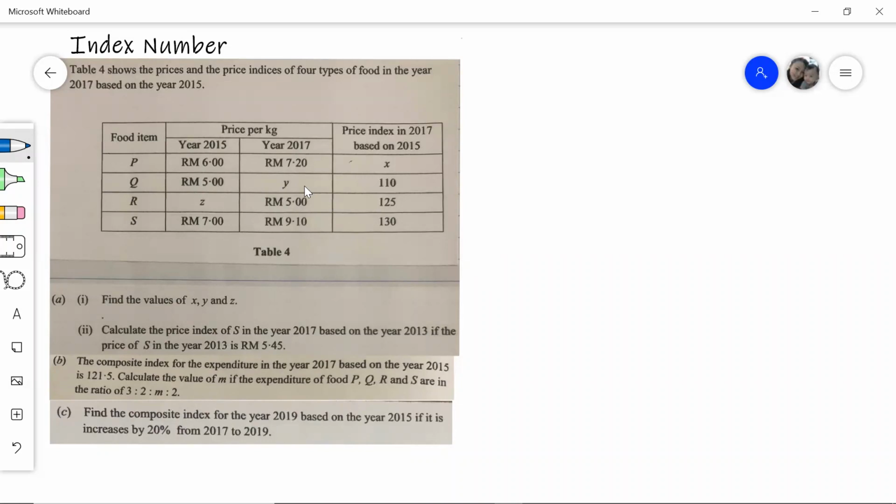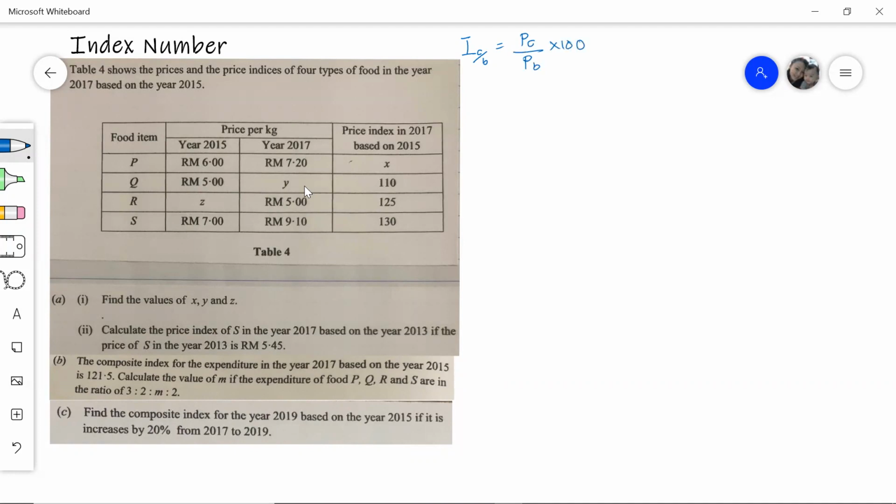The first formula is to find the index of a current year over the base year. That means we are comparing the price between 2 years. One is the reference point, which is the base year, and also the price of the current year. So we take the price of the current year over the price of the base year, and then we times 100. So this is the formula in this chapter.